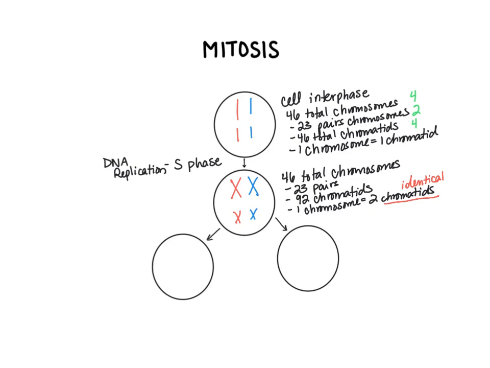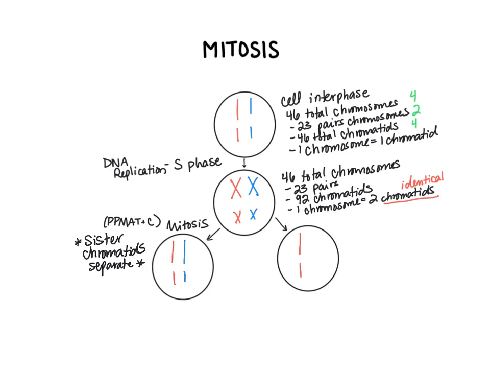Now the second set of arrows refers to mitosis. And so this includes the PMAT stages of mitosis plus cytokinesis. And so this is where those chromosomes are condensing, the nuclear membrane is breaking down, the chromosomes are moving to the middle of the cell, and then the sister chromatids separate. So that's the key event happening during mitosis, that the sister chromatids are separating. So what we end up with are daughter cells that look identical to the original cell.